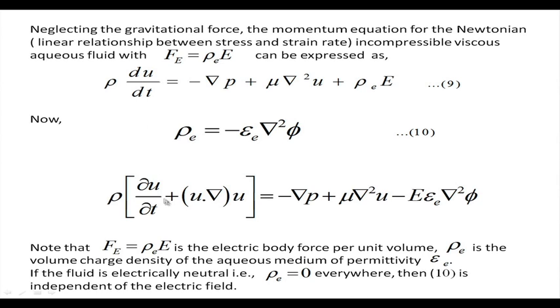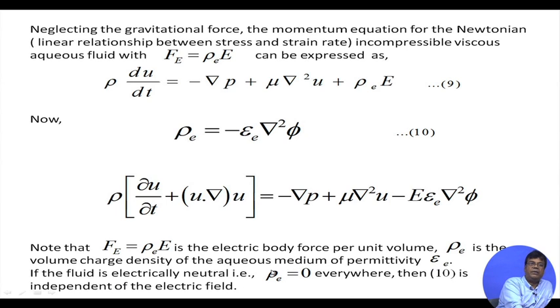Now, I wrote the material derivative in this form, rho del u by del t plus this term here. P we have denoted as the pressure. This is due to the viscous drag or frictional force, viscous frictional force. This is the term which corresponds to the charge density, whatever is present. Now, if the fluid is electrically neutral, that means if rho e is 0 everywhere. Here rho e is the volume charge density of the aqueous medium and epsilon e is the permittivity.